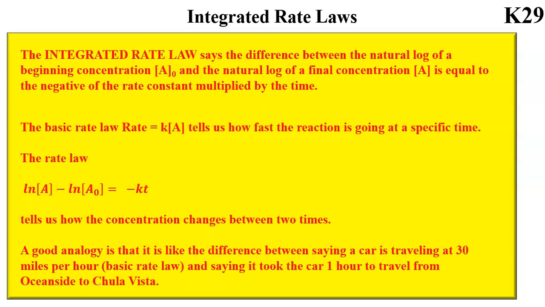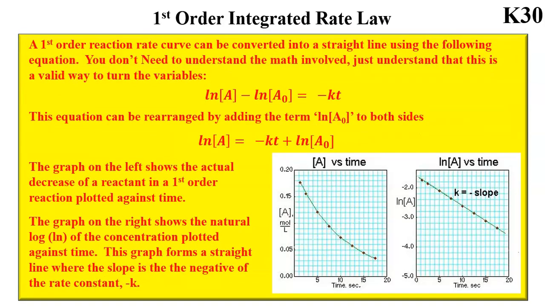A good analogy for this is the difference between saying that a car is traveling at 30 miles per hour at a specific moment in time when you look at the speedometer, that would be the basic rate law, and saying that it took the car 1 hour to travel from Oceanside to Chula Vista. So you're getting a difference in two times and a difference in two locations in the integrated rate law. It's not simply how fast is it going at a specific moment in time.